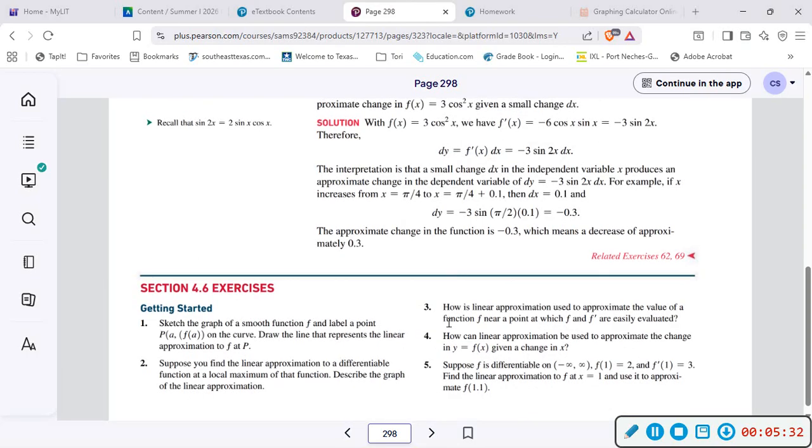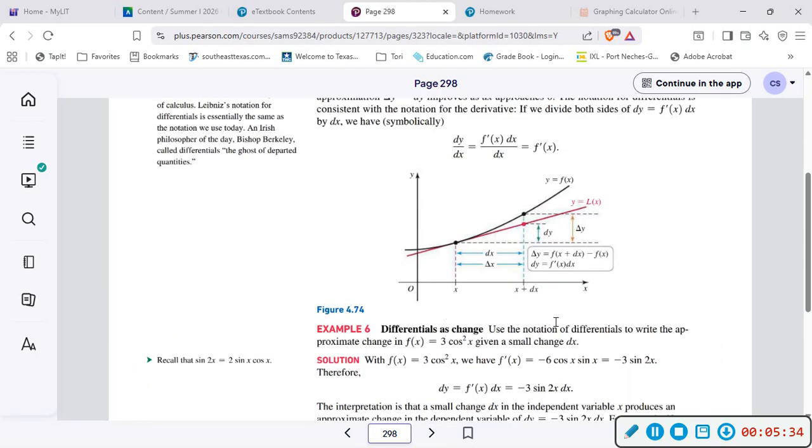And then that'll be pretty much the summary. All right, we're going to jump over and do a few problems.